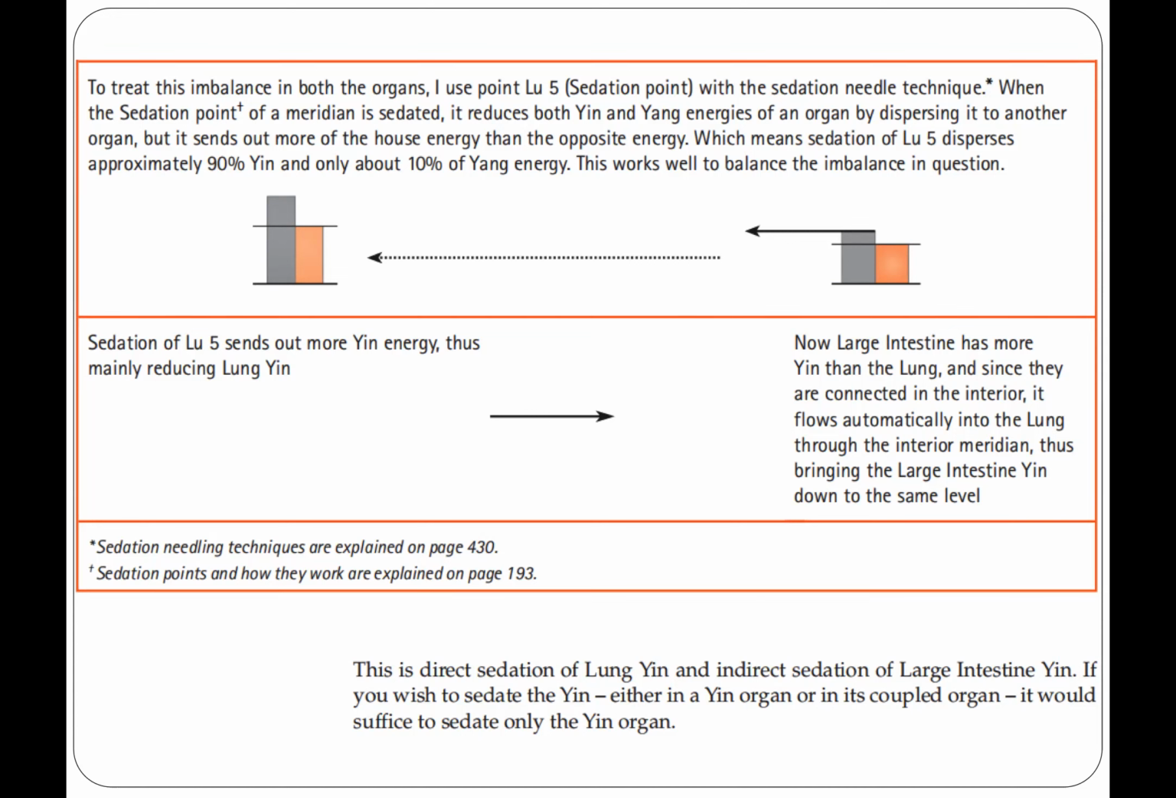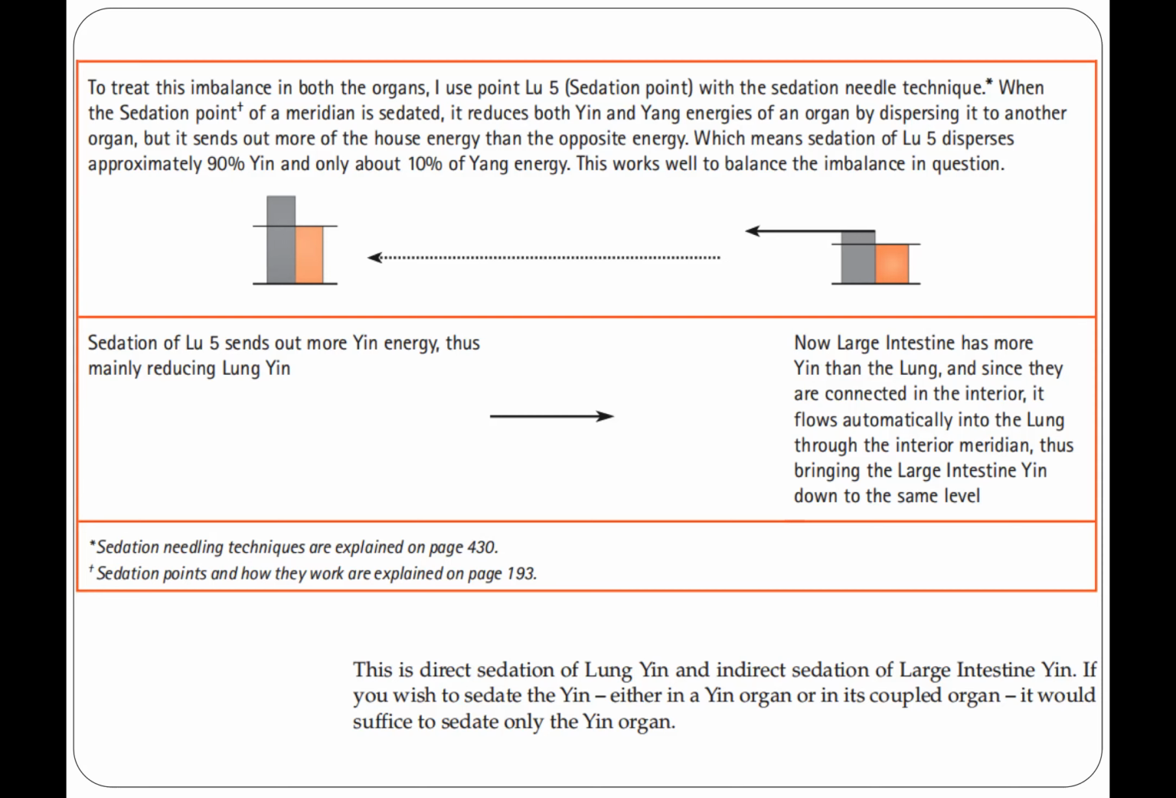So yun po, dahil partner organ po si lung and large intestine, pag nag-sedate ka po dun sa isa, pupunta po dun sa kabila. Sedation of lung 5 sends out more yin energy, thus mainly reducing lung yin. So, nag-aalis ka ng yin pag sobra yung yin dun sa organ. Now, large intestine has more yin than the lungs. And since they are connected in the interior, it flows automatically into the lungs. Pag nag-sedate ka po dun sa large intestine, pupunta po yun sa lungs, through the interior meridian, dahil may connection sila sa interior, thus bringing the large intestine yin down to the same level.